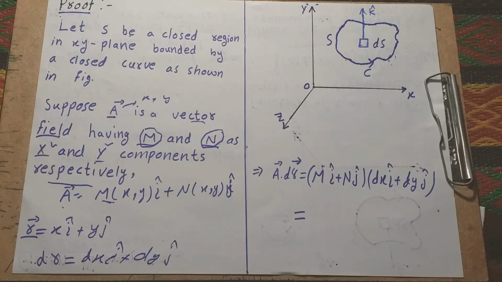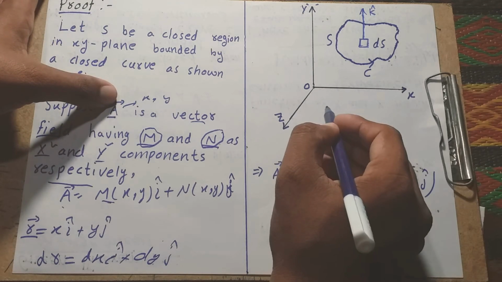Any confusion? A is a vector, M is a component of the vector, and r is the position vector. The components of r are x and y, and the derivative of r is dx i plus dy j. Okay, we know what we prove.